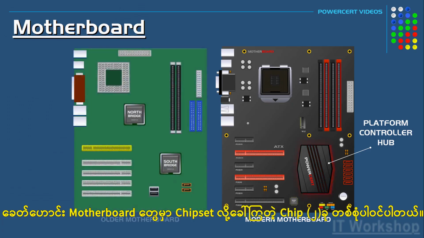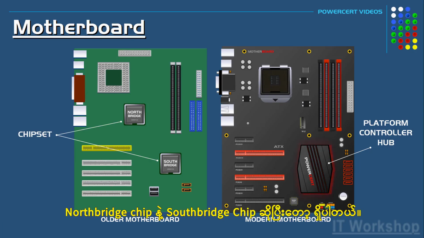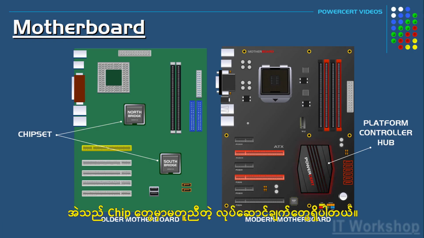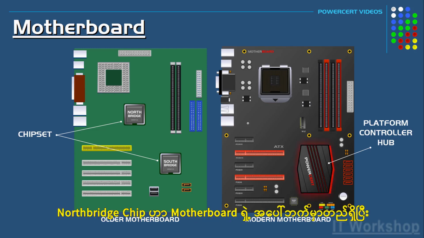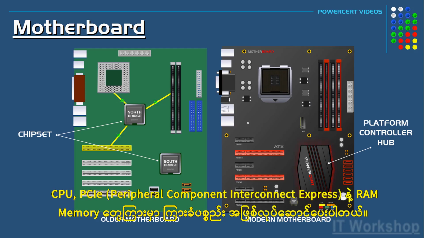Now, on older motherboards, there would be a couple of chips on the motherboard called a chipset. There would be the North Bridge chip and the South Bridge chip. And these chips would have different functions. Now, the North Bridge, which was located on the northern or upper portion of the motherboard, acted like a middleman between the CPU, PCI Express bus, and memory.